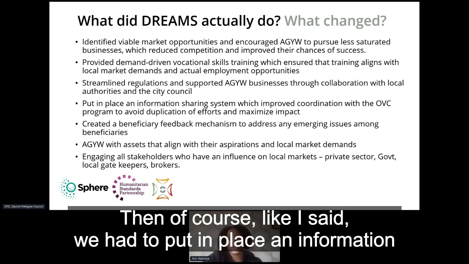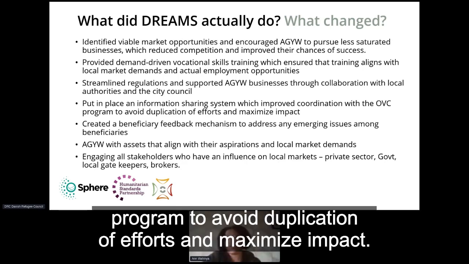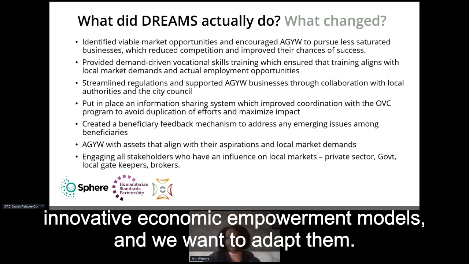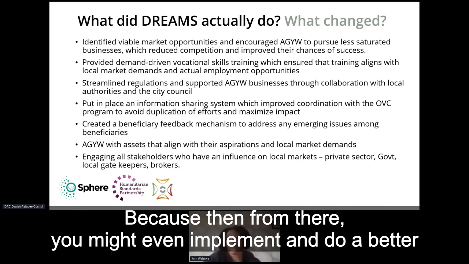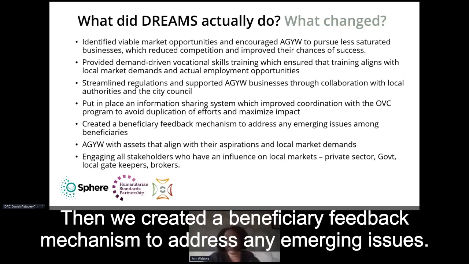Then, of course, like I said, we had to put in place an information sharing system, which improved coordination with the OVC program to avoid duplication of efforts and maximize impact. Sometimes we see very good innovative economic empowerment models and we want to adapt them. But I think it's also good to go in and really learn and collaborate together, because from there, you might even implement and do a better job based on learnings and gaps and information sharing.